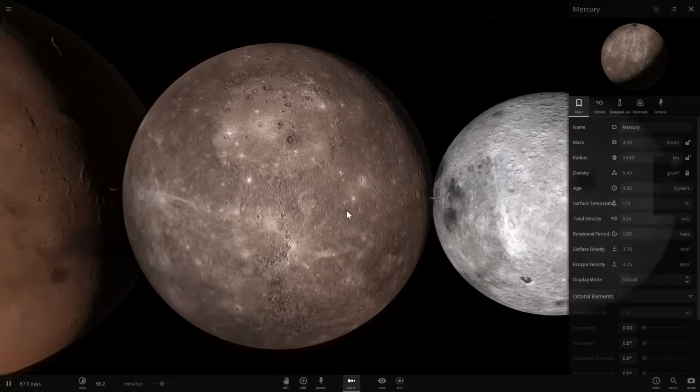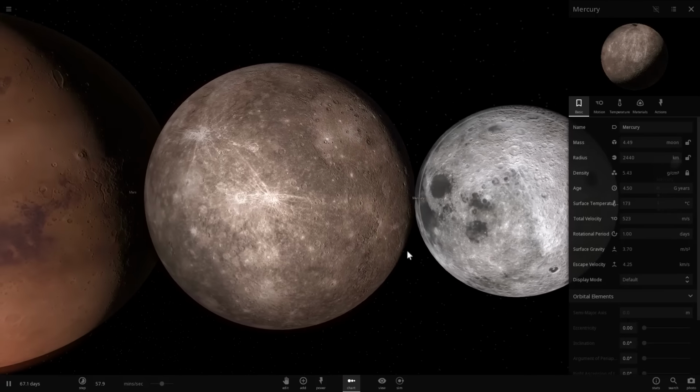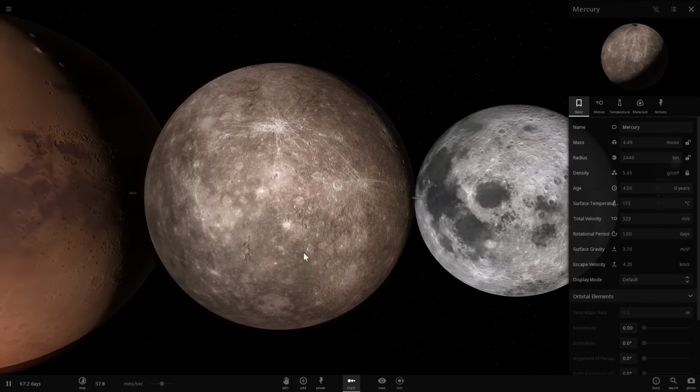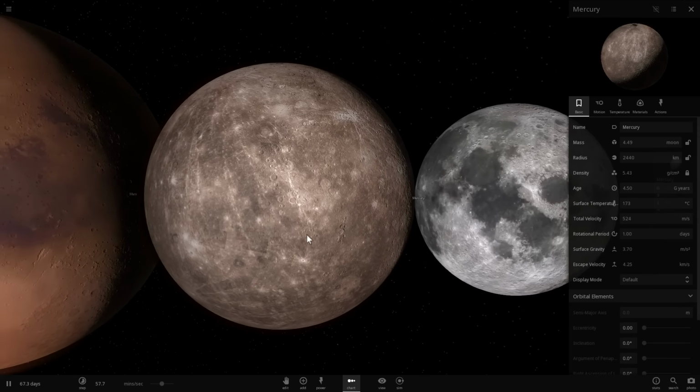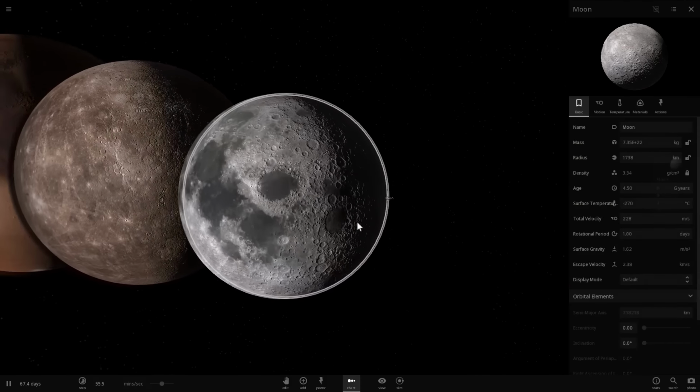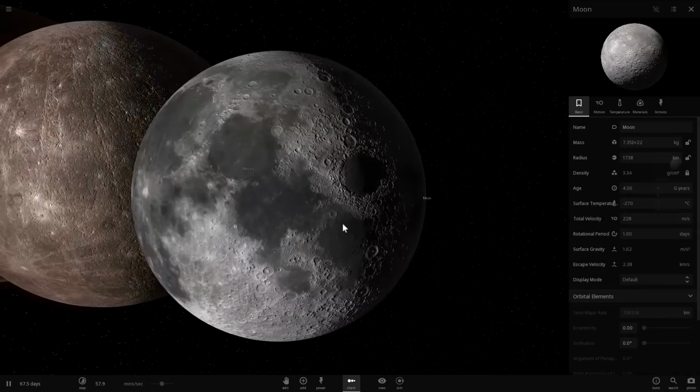So there are three reasons here, obviously. First reason is the surface size. Second reason is the gravitational attraction. And third reason is the fact that it should technically be younger. So what is going on here?